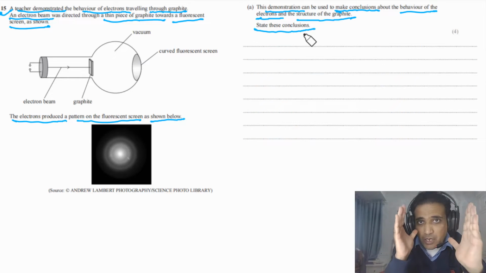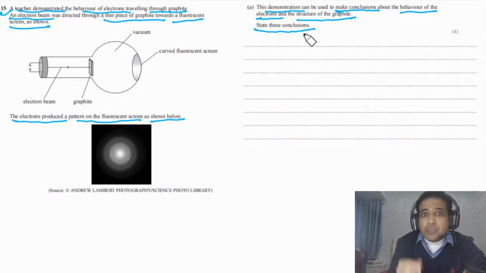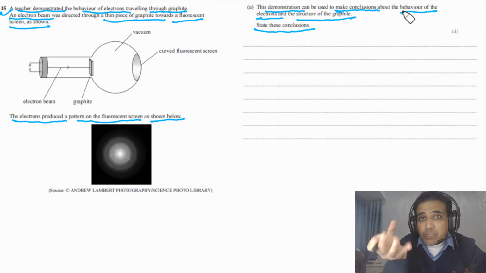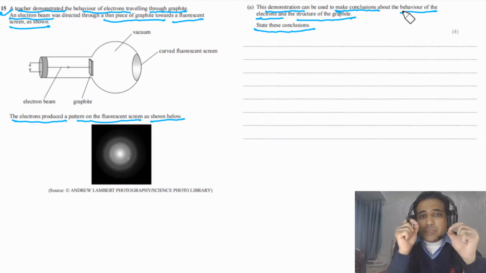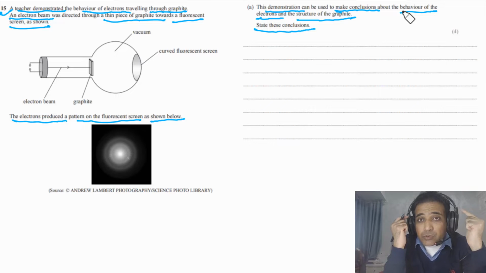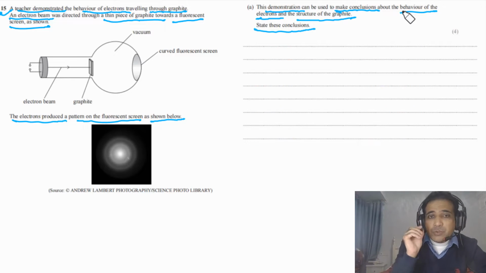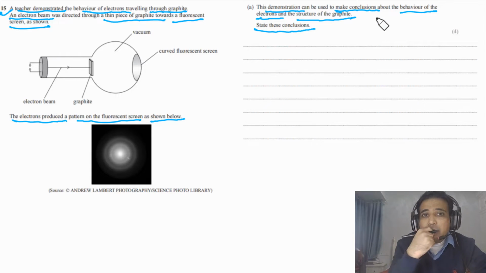This means the question is asking you, in your answer, to talk about the behavior of the electrons and the structure of the graphite. So it's very important to read the question carefully and try to understand what the question is, and then start writing your answer. Not just read and start writing whatever is in your head. You need to understand what the question is. In the answer we have to talk about the behavior of the electrons and the structure of the graphite.